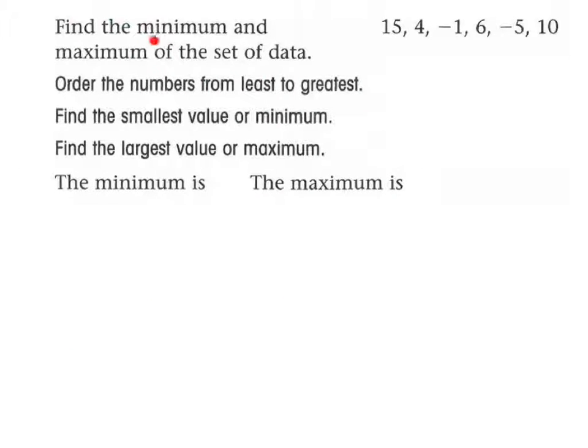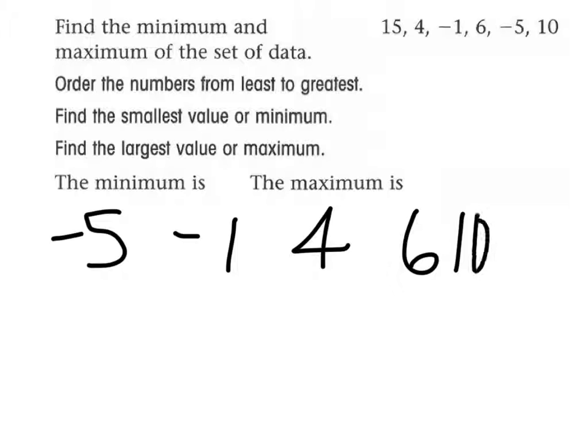So we need to find the minimum and maximum of this set of data, and here it is. I see 15, 4, negative 1, 6, negative 5, and 10. So the first thing that we're going to have to do is order the numbers from the least to the greatest. So let's do that. The first one is going to be negative 5, and then negative 1, and then 4, 6, 10, and 15, and we'll put little commas to distinguish each number.